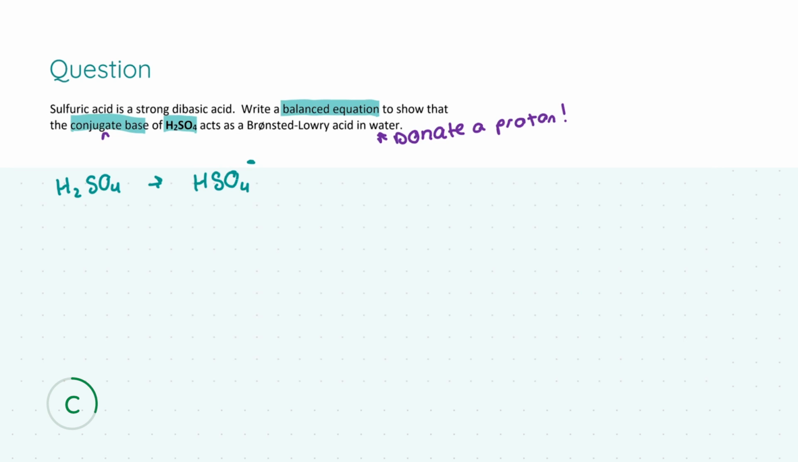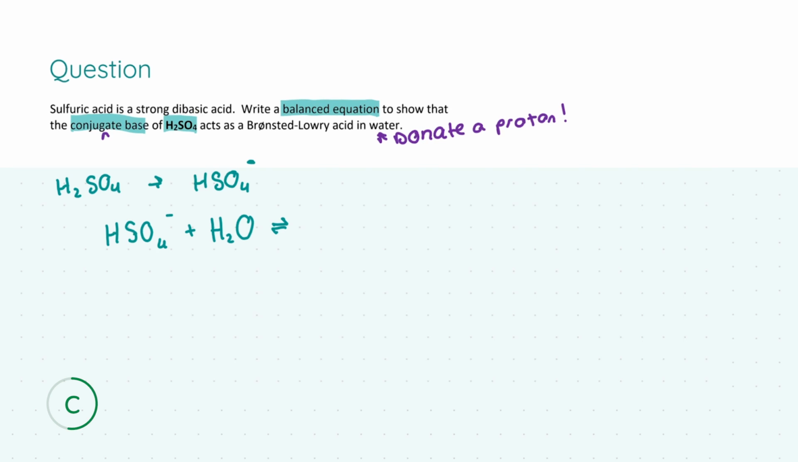Okay, so now we need to show that this conjugate base acts as a Brønsted-Lowry acid in water. So we're going to get HSO4 minus plus water. And we're going to use our equilibrium signs because we always use those when we're dealing with acid and base equations. In this particular question, you wouldn't have lost any marks if you didn't use these, but in the following question, you would. So it's just always best to use these.